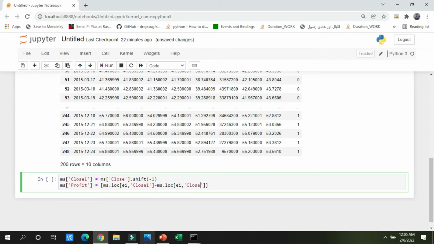So close one minus close will automatically compute the price difference. And after computing the price difference, what am I writing? Check it clearly. ms.log, and I am writing ei. It will compute the price difference only. See, I have written the if condition. It will compute the price difference only if the shares column has a value of 1. Otherwise, if it does not have a value of 1, it will go for 0. So I am doing this for all my data set.